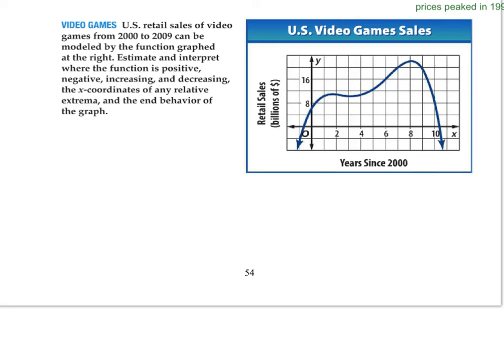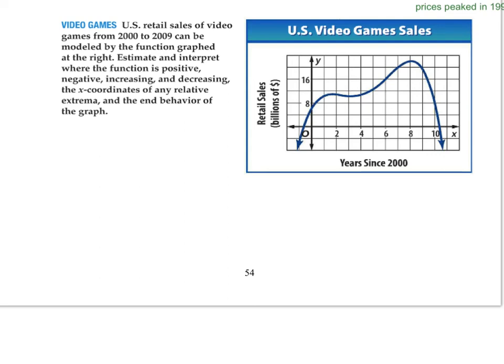So first of all, for positive, the graph is positive from x equals negative 0.75 to x equals 10 and a half, almost. And so that means that from before 2000 until mid-2010, there were video game sales.